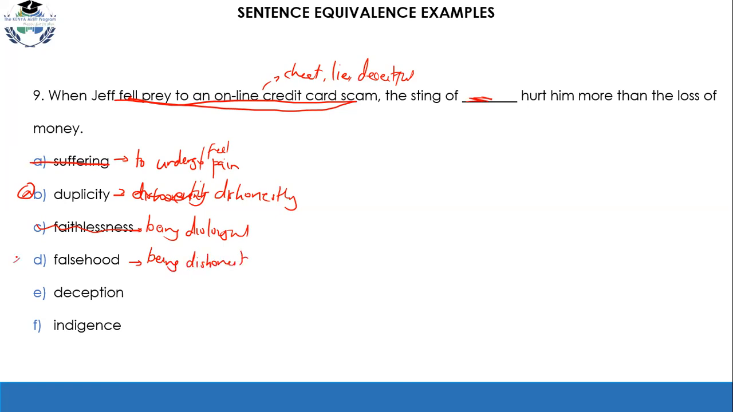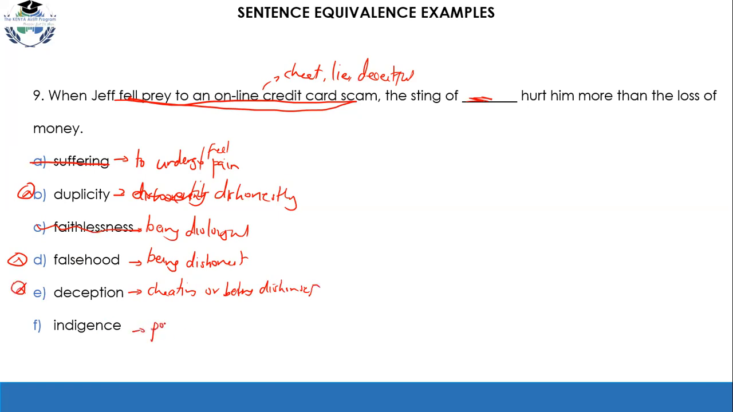Being dishonest, all right, might work, right? Might work. Let's look at the answer. Deception, cheating, or being dishonest. Again, being dishonest, right? This one also might work.